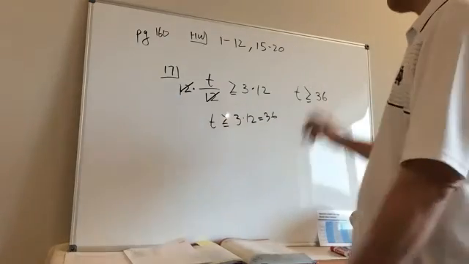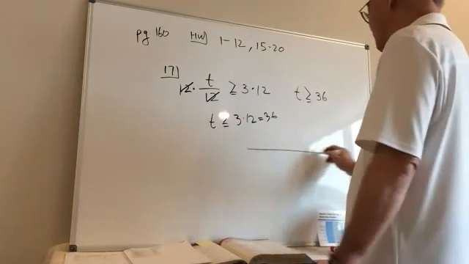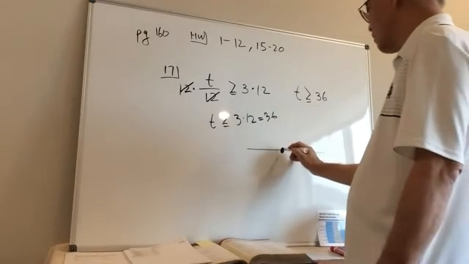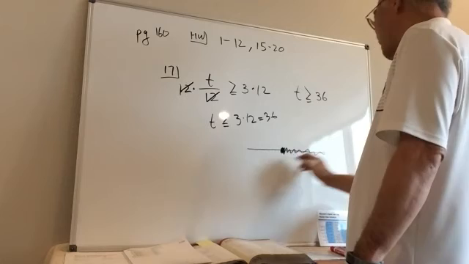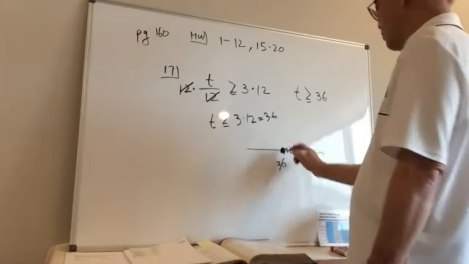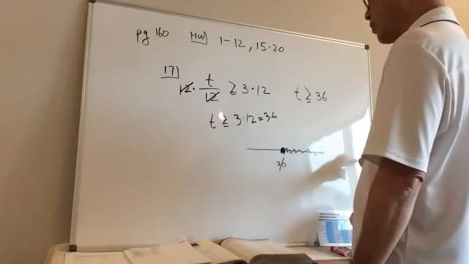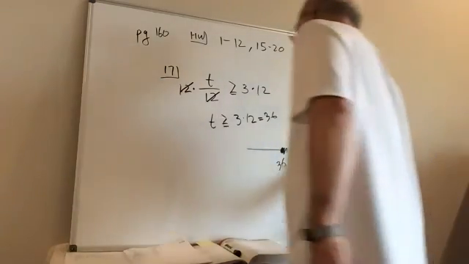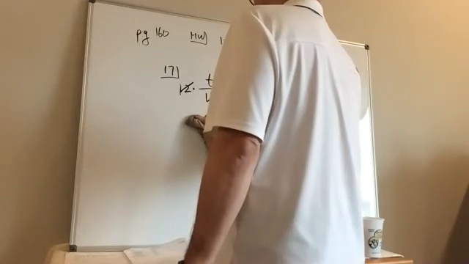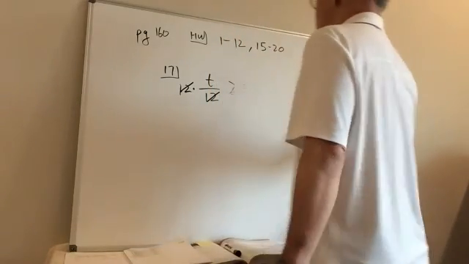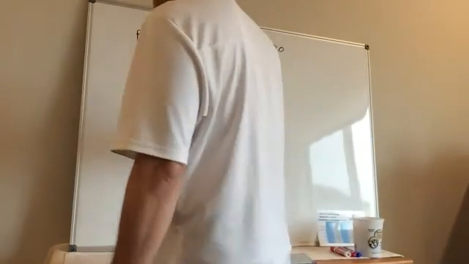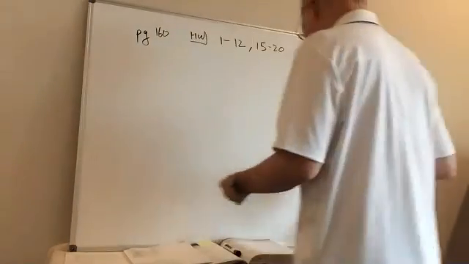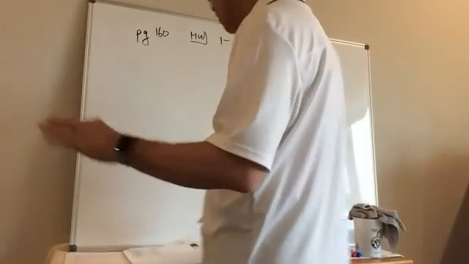If I asked you to put this on a number line, it would go like this, and you would have a closed dot because you have an equal sign here, and it would be this way from 36, because this is greater than or equal to 36. Don't you have to switch it around because you multiplied? No. I only switch it around when I multiply or divide by a negative number. This was a positive number. We multiplied by positive 12, so you're not going to do the switch.